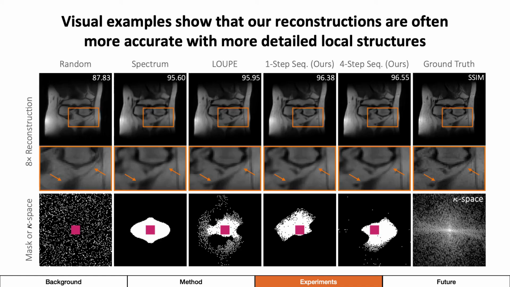This visual example compares our method and other baselines in the 2D setting with 8x acceleration factor. The lines pointed by these arrows are disconnected in other methods but accurately reconstructed by our method.